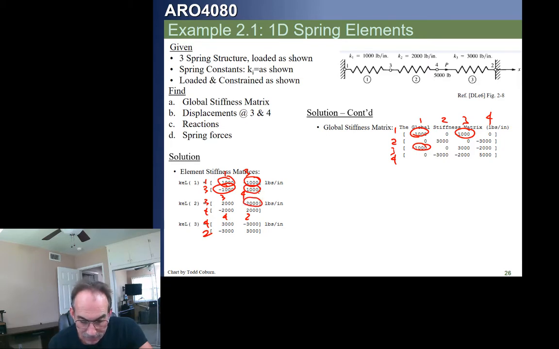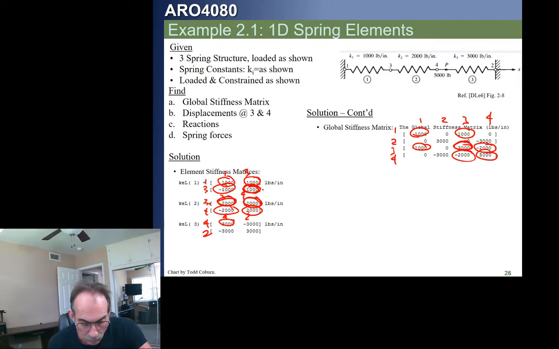Oh, excuse me, that's 3, 3. At 3, 3, we've got this term and this term. So 1,000 plus 2,000 is 3,000. You see that? At 3, 4, we have just this 2,000, as a negative 2,000. At 4, 3, there's not another 4, 3, so this guy is just 4, 3. At 4, 4, we have 2,000 plus 3,000, that goes here.